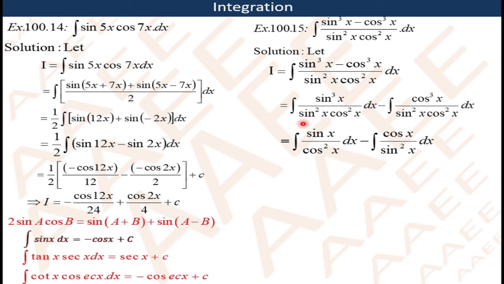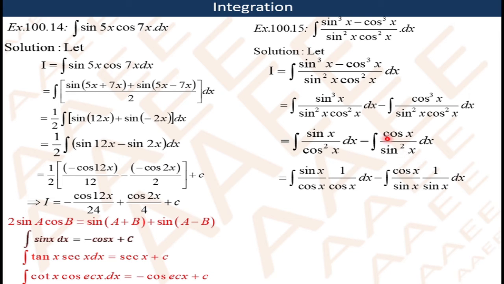So this is cos cube x and this is sin square x and sin cube x. From here sin square x will get cancelled and that will be the integration of sin of x upon cos square x dx minus integration of cos of x upon sin square x dx. And this can be split as integration of sin of x upon cos of x into 1 upon cos of x, so that it will be tan of x and sec of x. And the integration of tan of x into sec of x we can find very easily by using this formula.